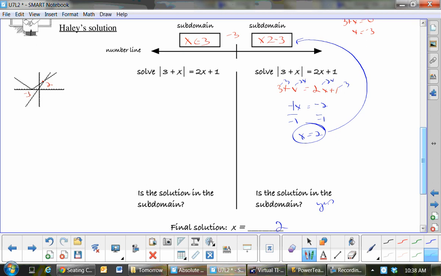Now, if you put in anything less than negative 3, like negative 4, what's 3 plus negative 4? Negative 1. That's not absolute. So when x is less than negative 3, we're going to have to put a negative in front to make everything positive. Notice I'm not touching the 2x plus 1. I am just doing the absolute value. So this is negative 3 plus x equals 2x plus 1.